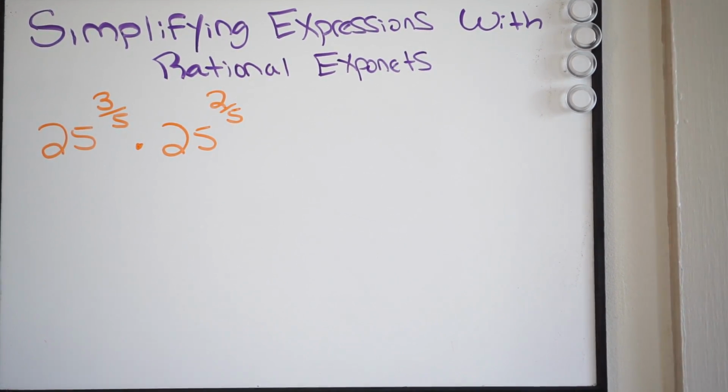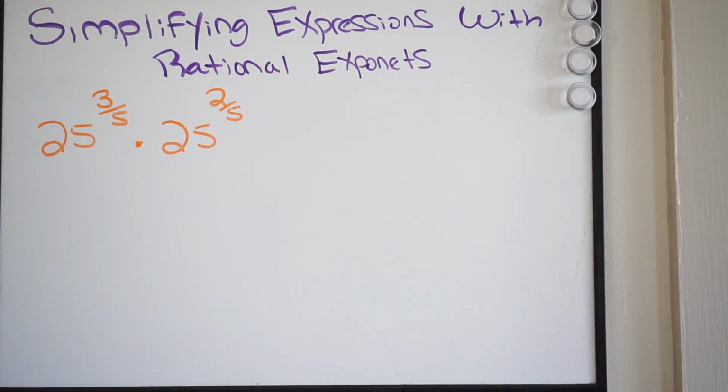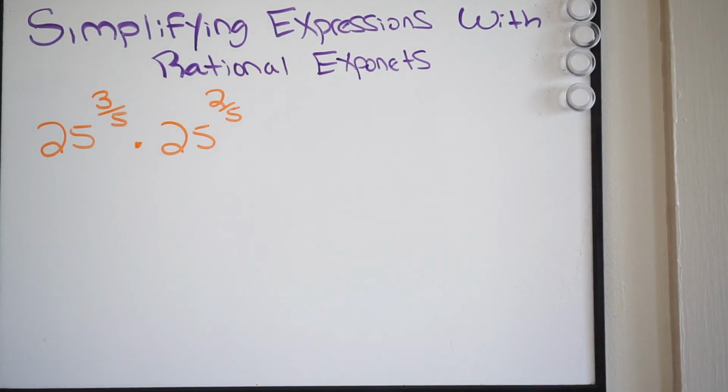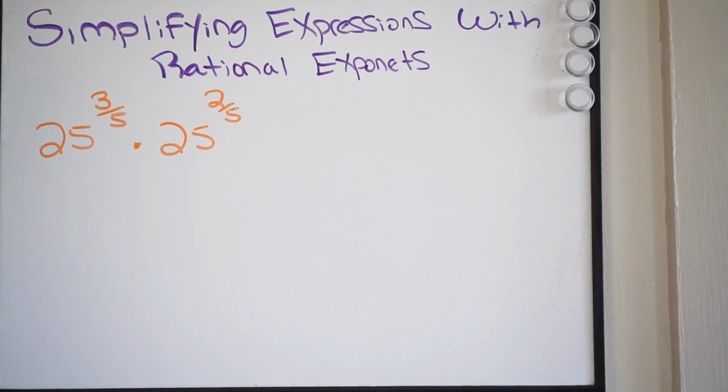Alright guys, so today we're going to be talking about how we can go about simplifying expressions with rational exponents. This is going back to our properties of exponents. So let's get into it. Notice here that we have the same base. We have a base of 25, right?